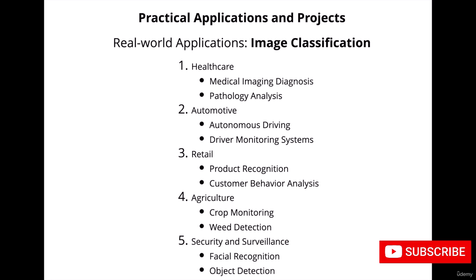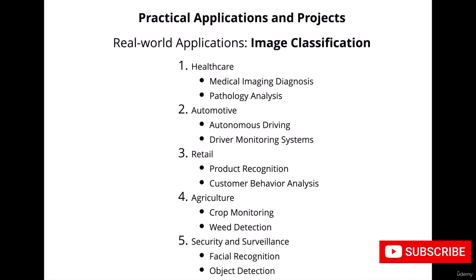For driver monitoring systems, image classification models are used to detect and classify driver actions and behaviors such as drowsiness, distraction, fatigue, and hand gestures. This enhances vehicle safety by alerting drivers to potential risks and improving driver assistance systems. The third industry is retail.